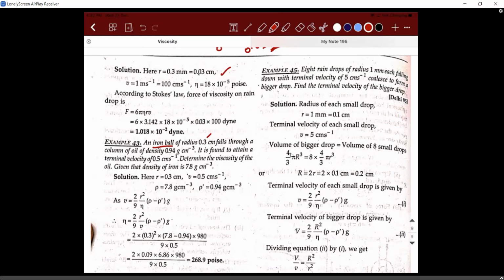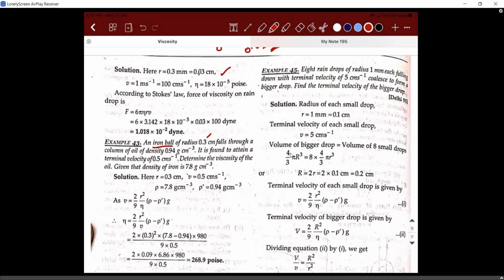It is found to attain terminal velocity. Now I understood it is based on viscosity, right? So it is found to attain a terminal velocity of how much? 0.5 centimeter per second. So Vt is equal to 0.5 centimeter per second. Determine the viscosity of oil.